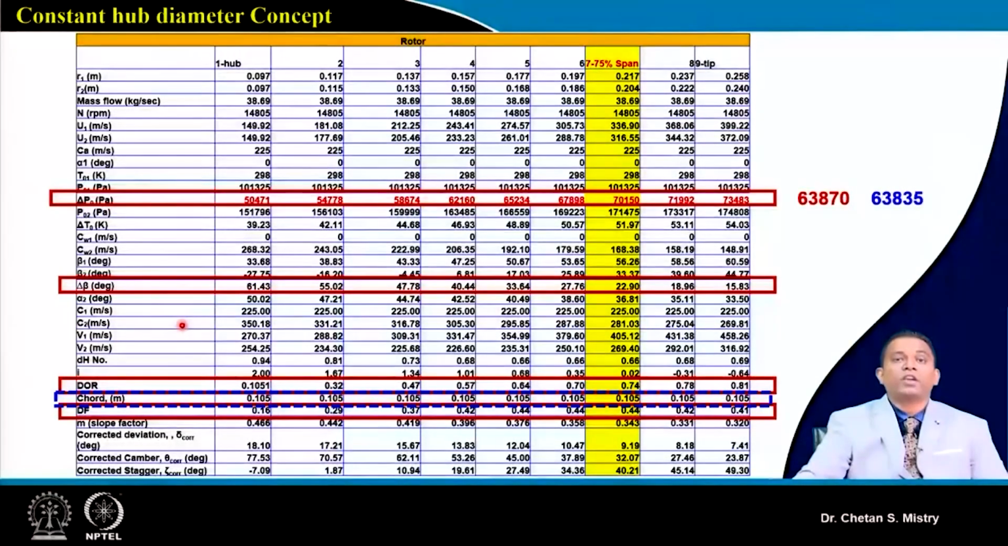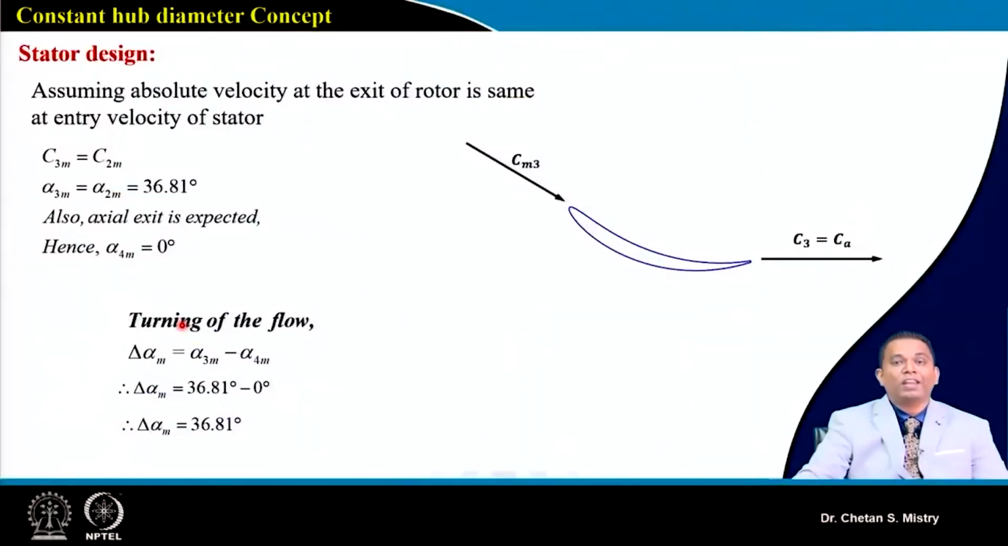Here in this case, since we have taken the same configuration for aspect ratio, for constant tip diameter and constant hub diameter configuration, my chord is coming out on the higher side. Now for the design of the stator, as we discussed, my C2 is equal to C3 and alpha 2 equal to alpha 3. Based on that we can do our calculation for delta alpha. Since we are expecting the exit of this compressor to be axial, my alpha 3 is set to 0.